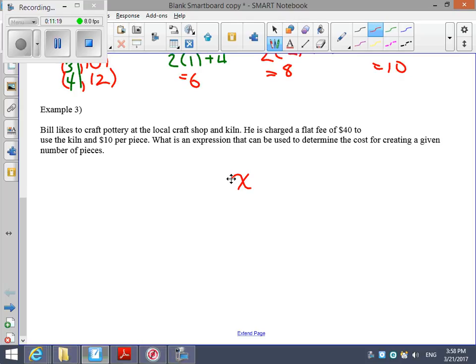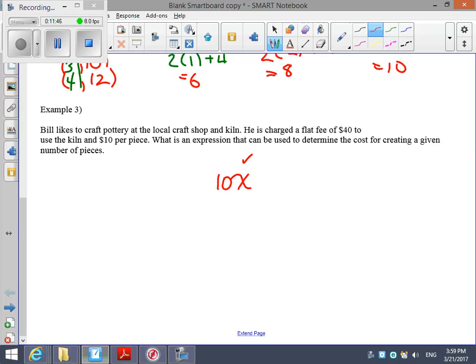That's our variable. And we know that it costs $10 per piece. If this is the piece right here, it costs $10 per. If he does one piece, it's 10. If he does 2 pieces, it's 20. That's $10 per. And we should know, hopefully, that we write that as 10x, 10 times the number of pieces, $10 every time he builds one.